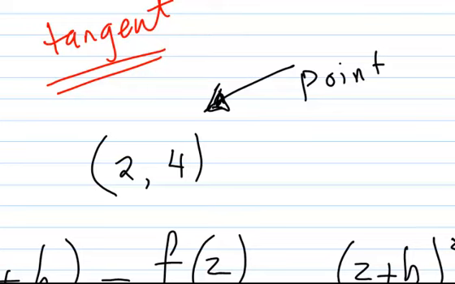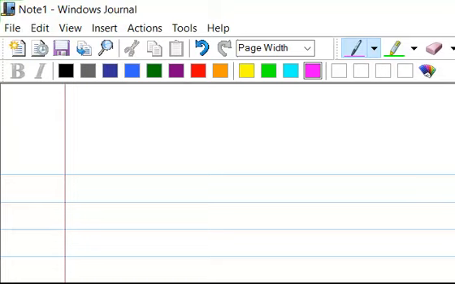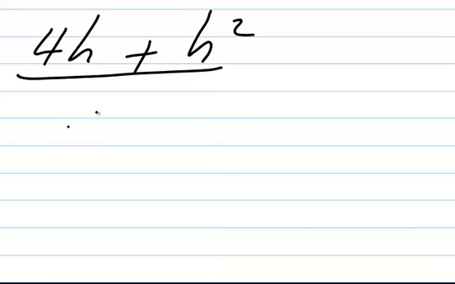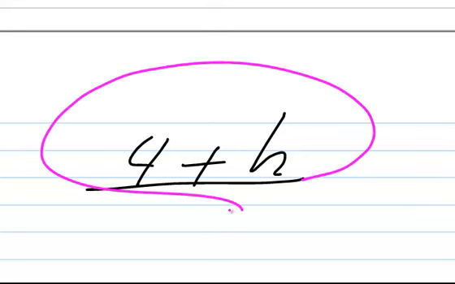Now, we need to simplify. 2 squared is 4, plus 2 times 2 is 4 times h, plus h squared minus 4, and we divide everything by h. Notice what will happen, that 4 and 4 cancel out. And if we write what we have, 4h plus h squared over h, one of those h's cancels out, so we have 4 plus h over nothing. So then, as you can see, this will be the slope of a secant line.